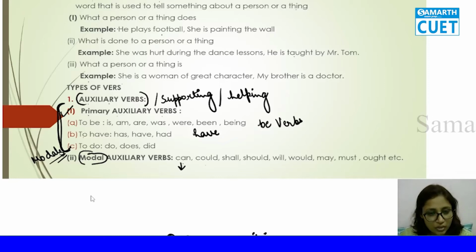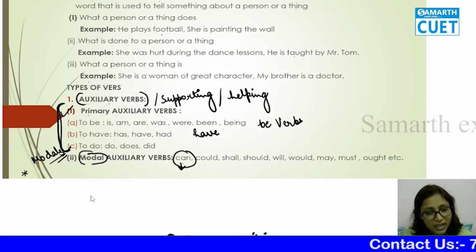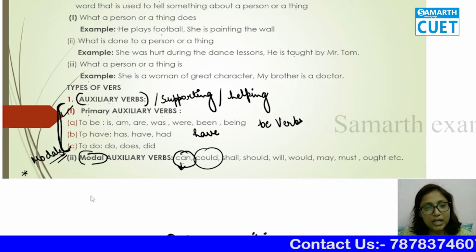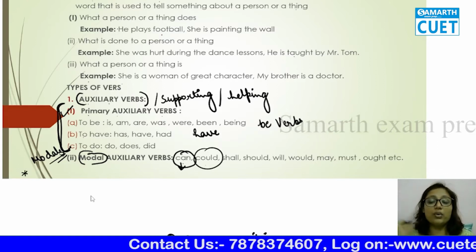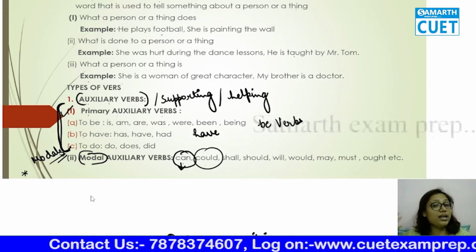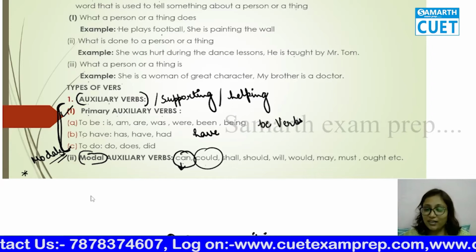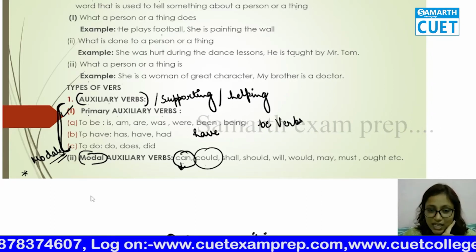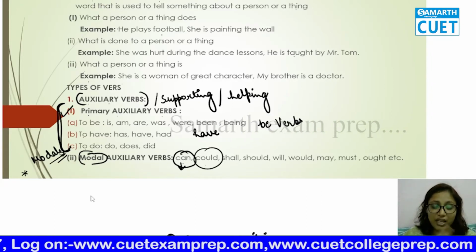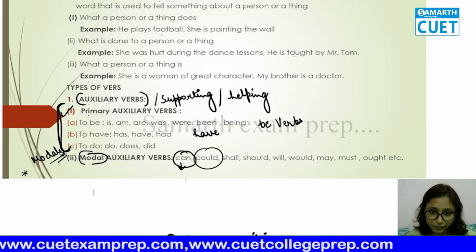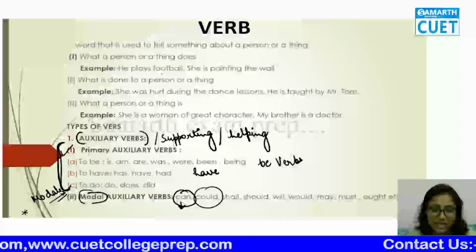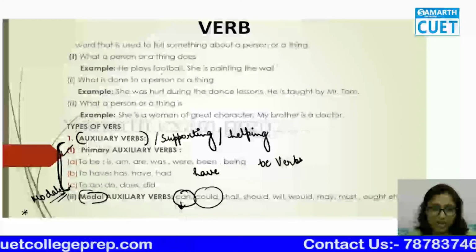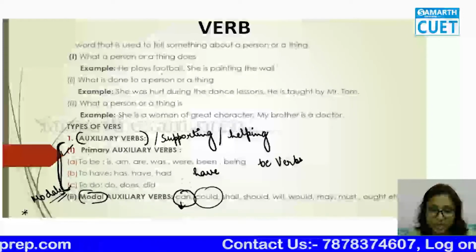So we are going to have a lecture on modals. What is the difference between can, could, shall, should? When should I use should? When should I use shall? When can I use can? When may I use may? We are going to discuss everything in modals. Okay, now after auxiliary verbs, that means supporting or helping verbs, which are of two types, primary auxiliary and modal auxiliary.